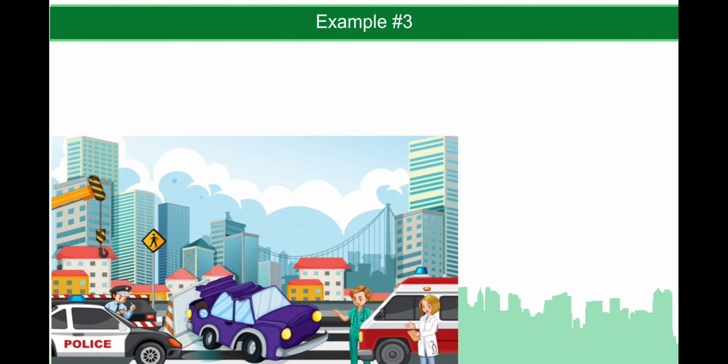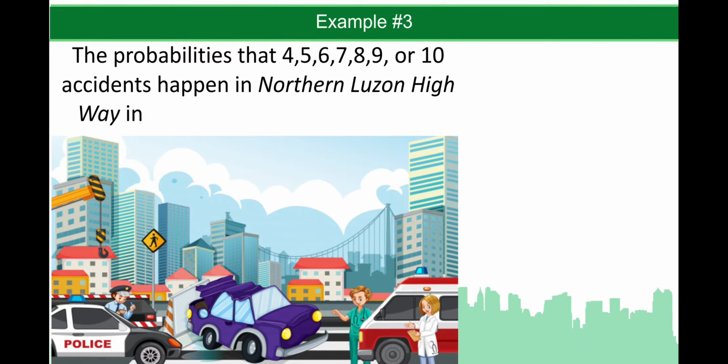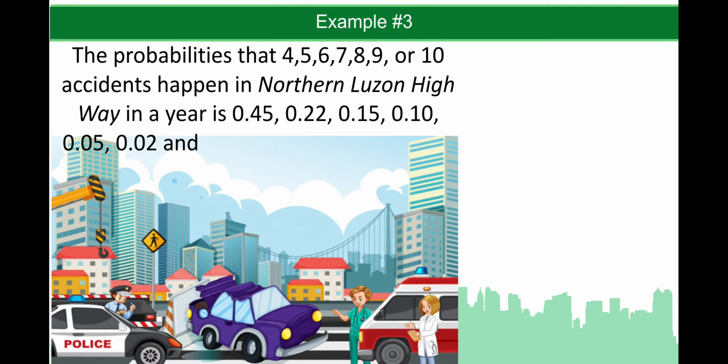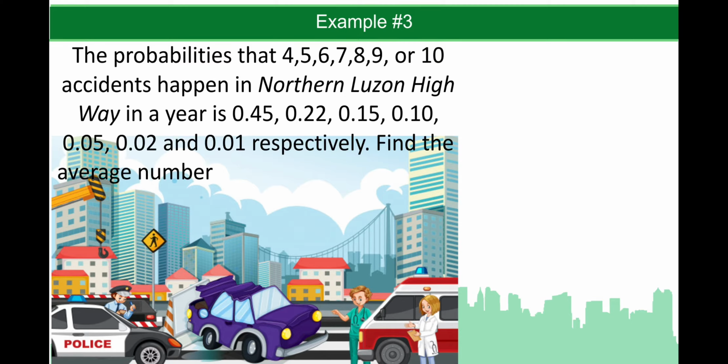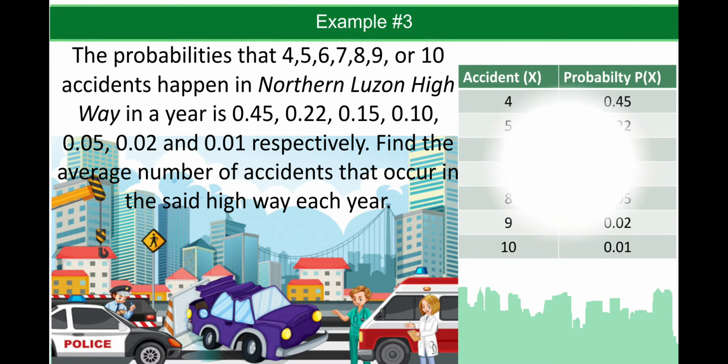For example, number 3: the probabilities that 4, 5, 6, 7, 8, 9, or 10 accidents happen on the Northern Luzon Highway in a year are 0.45, 0.22, 0.15, 0.10, 0.05, 0.02, and 0.01 respectively. Find the average number of accidents that occur on the said highway each year. So this is the table for the accidents and the probability of the accidents.